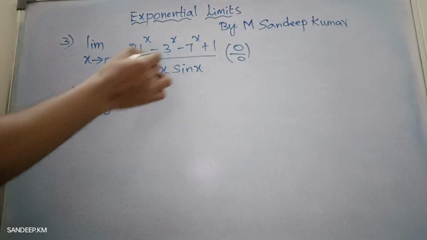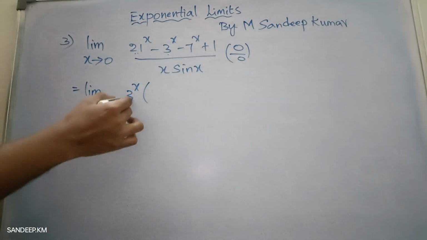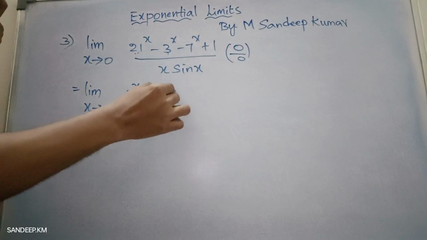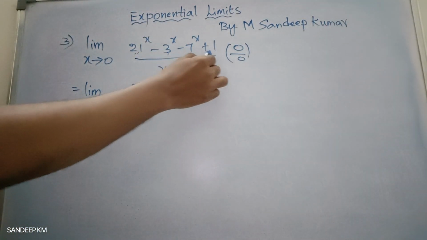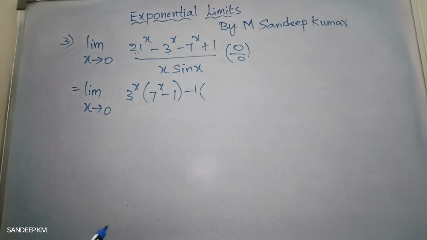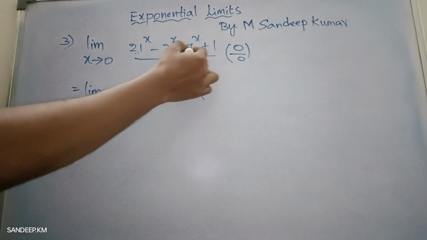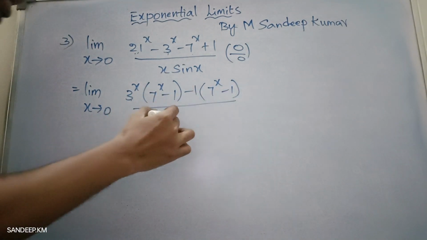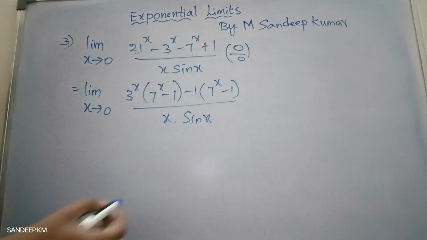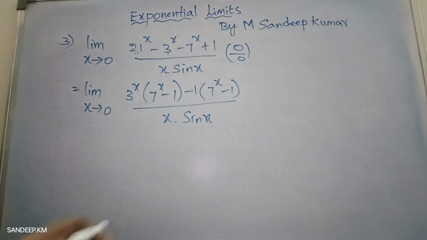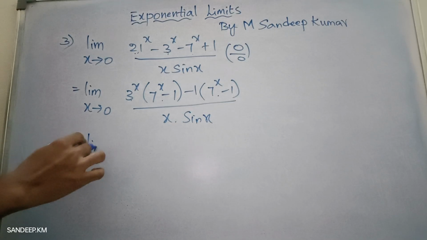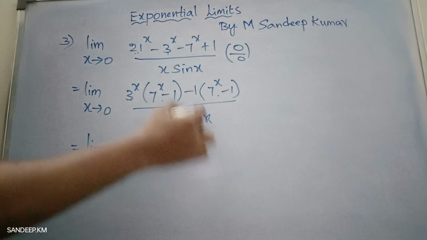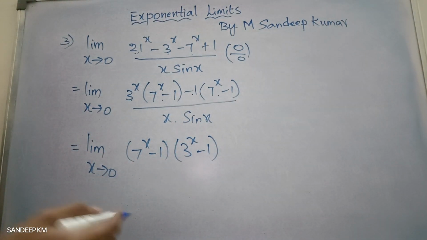In these two, I can take 3 power x common. If I take 3 power x common, 3 power x into 7 power x is 21 power x. Correct or not? Minus, I have taken 3 power x common, so there will be 1 here. And in these two terms, I can take minus 1 common. Minus 1 or plus 1, but I will choose minus 1. Minus 1 if I take common, I will get 7 power x minus 1. Okay? And the denominator is as it is, x into sin x. And next thing, if you observe, dear students, here and here we have 7 power x minus 1 common: limit x approaches 0, 7 power x minus 1 into 3 power x minus 1. So I have factorized the numerator successfully.